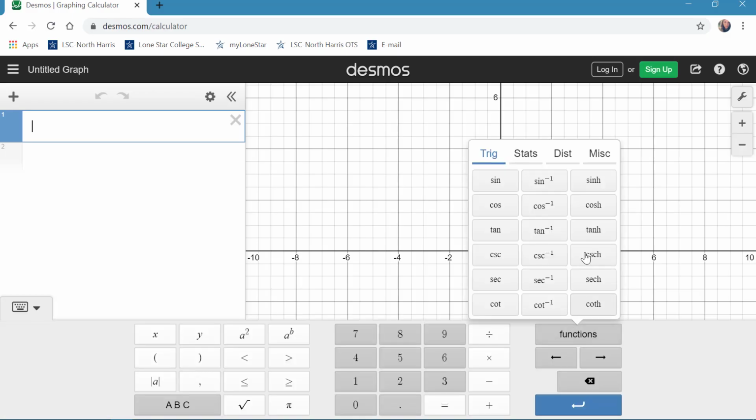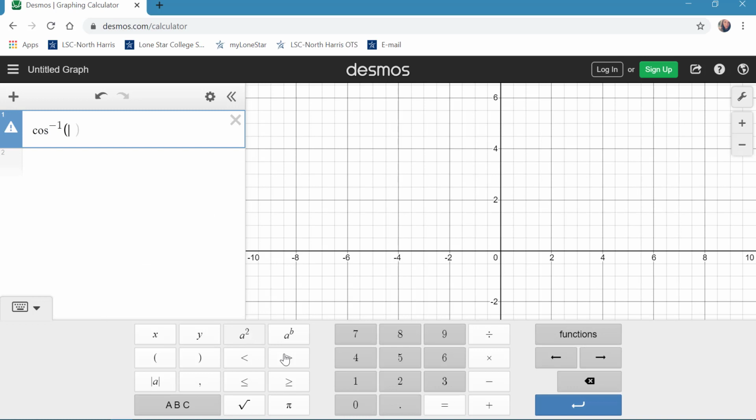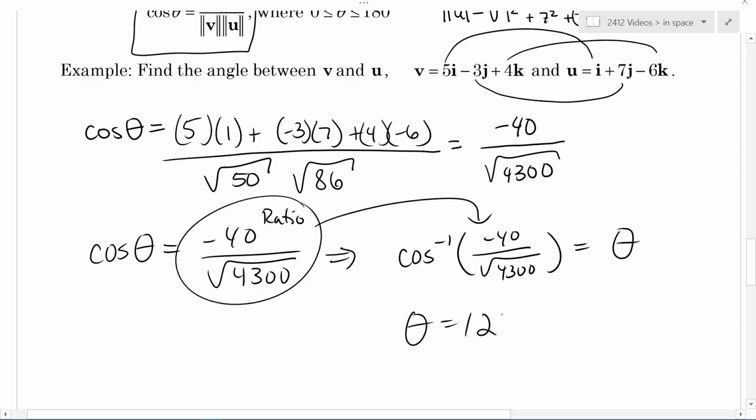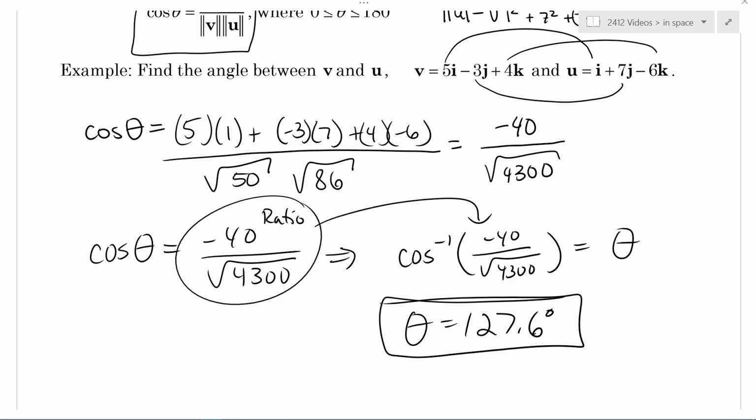Alright, so I'm going to go cosine inverse. I'm going to do negative 40, I'm going to highlight that, divided by square root of 4,300. Okay, let's make sure we're in degree mode. There we go. So I get 127.6 degrees if I round to the nearest 1 decimal place. Alright, so we can see that a lot about this formula is exactly the same. We're just doing it with vectors in 3 dimensions.